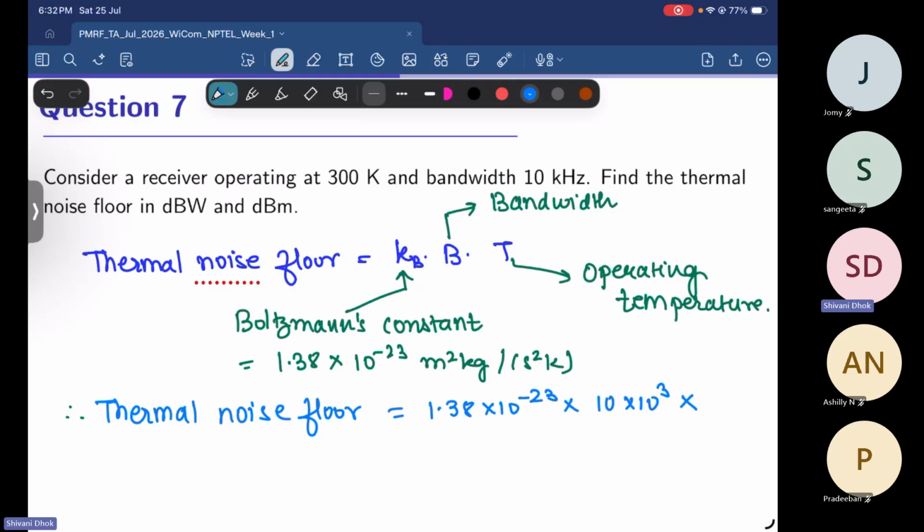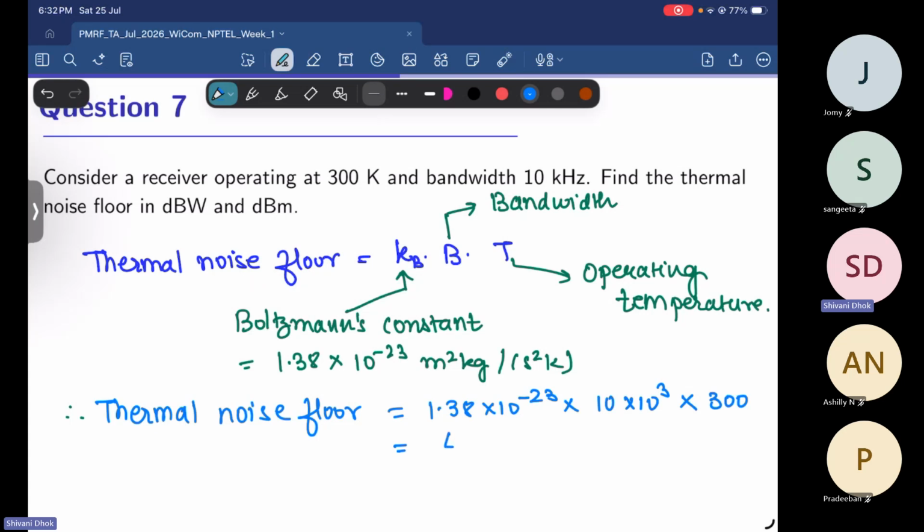This temperature should be in Kelvin, not in degree Celsius or Fahrenheit. Okay, so be careful in that aspect as well. If it is not given in Kelvin, convert it to Kelvin and then plug it in the expression. Similarly, the bandwidth should be in hertz, not in kilohertz. So first convert that kilohertz into hertz. Okay, so again you will have to use calculators to find this.